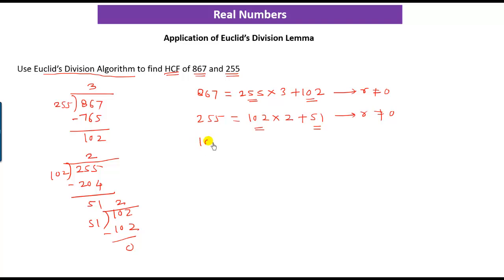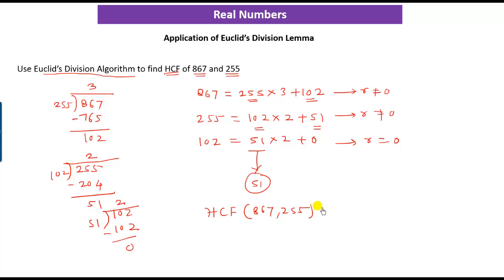So this we write as 102 equal to 51 into 2 plus 0, and since the remainder is equal to 0, the required HCF will be 51, and therefore the HCF of 867 and 255 is equal to 51.